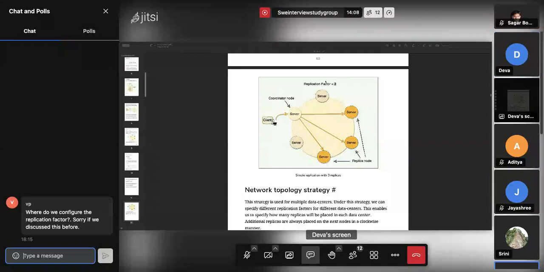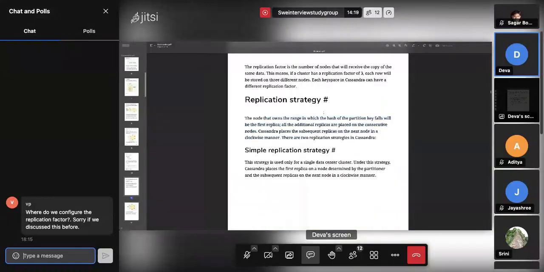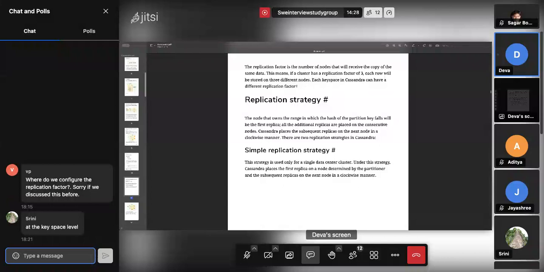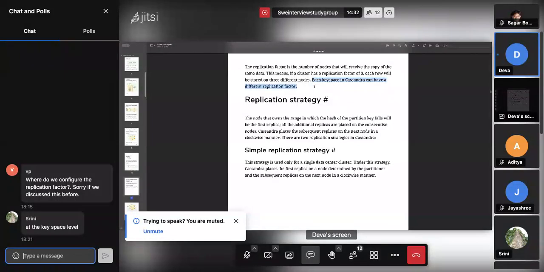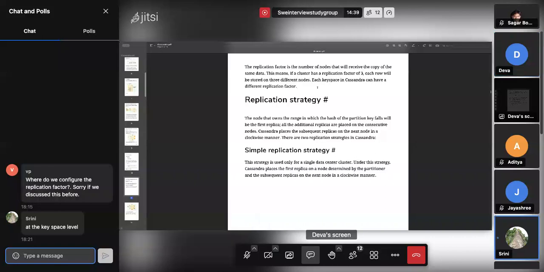I think at the start you read how the replication factor is set, which is at the keyspace level, right? When we create a keyspace, we say what the replication strategy is. Each keyspace in Cassandra can have a different one. Underneath the keyspace we can create multiple tables, but I don't think it can go to the table level. So the minimum is the keyspace level.